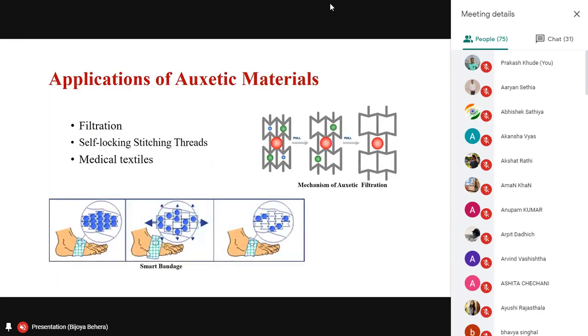Look at some more applications here. Filtration, it is called time variable filtration. Filtration means when a particle is here, and this is auxetic structure, auxetic fabric, and depending on the size of the filtered medium, the pore size changes. So it's called a smart filter. Auxetic fabric serves as a smart filter. Self-locking stitch threads, medical textile you can see here. For example, this is one application for bandage, smart bandage. Here the surface area increases so that it will absorb fluid very readily.